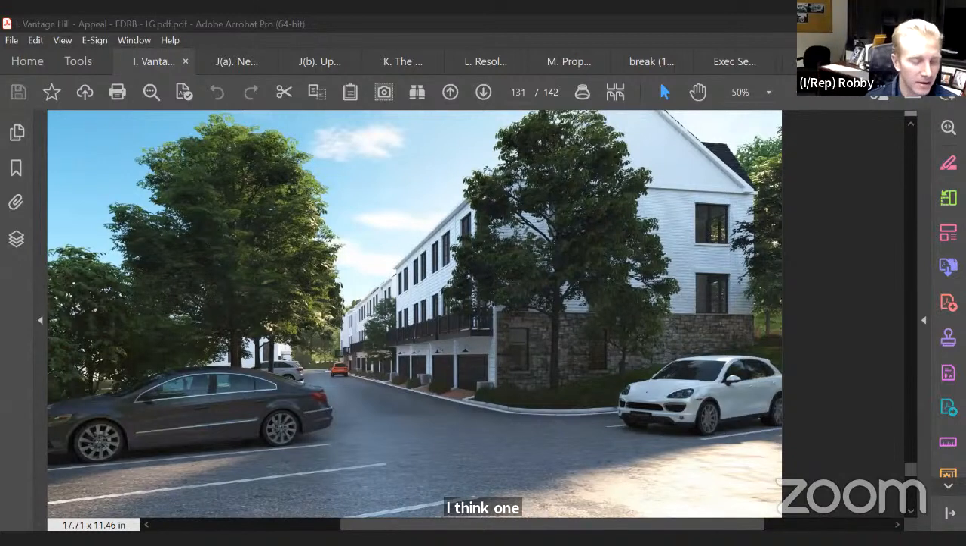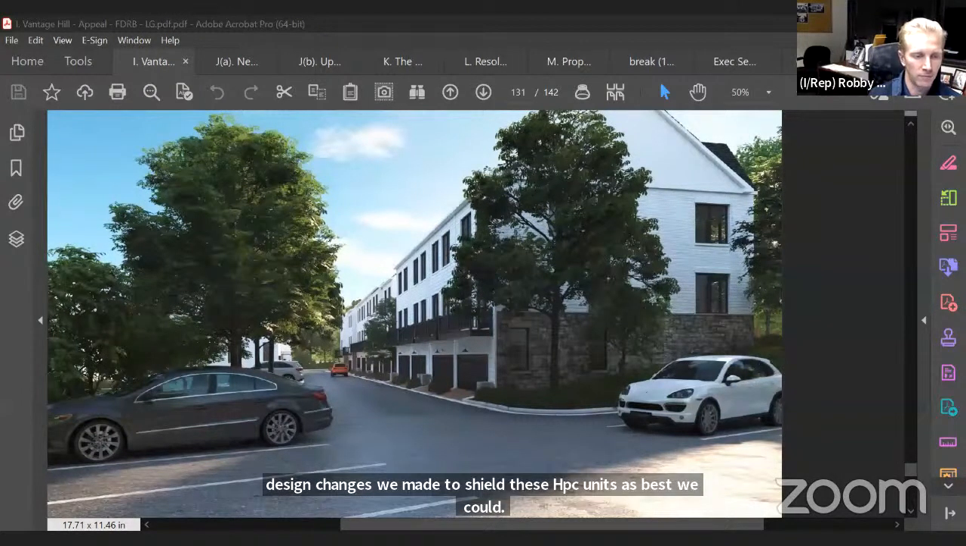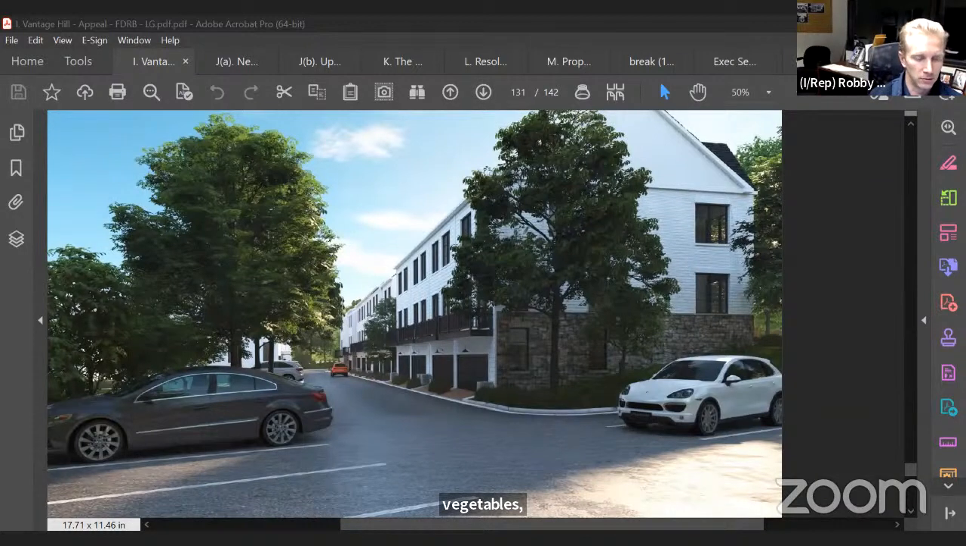Just to recap, we had some of the design changes we made to shield these HVAC units as best we could. We offset the rear garage doors, creating these islands between every other driveway that were a little wider. And so we buddied up every other set of HVAC units, and there's some space in front of them that allowed for some vegetative screening. That's how we treated them and tried to disguise them throughout the alley.